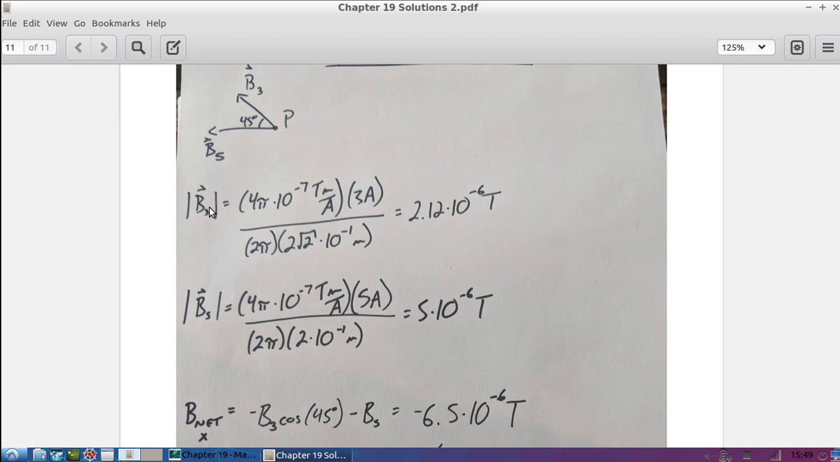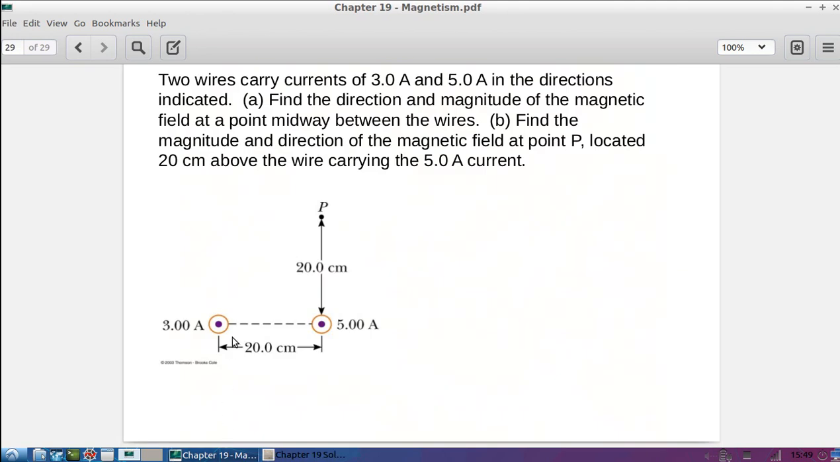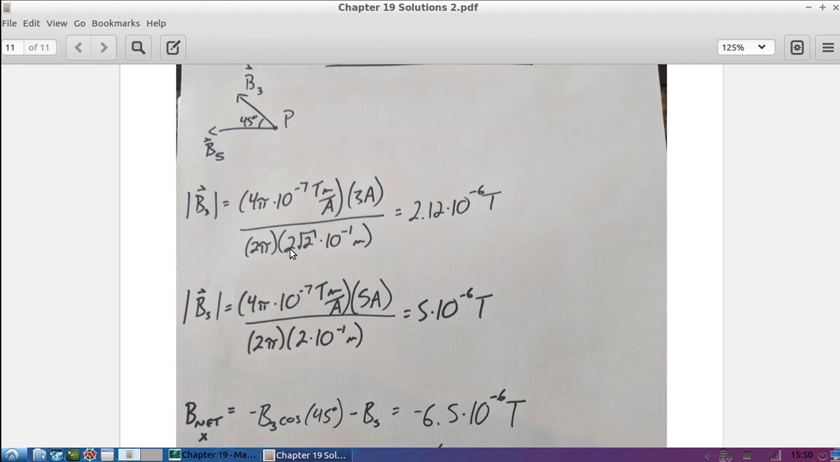The magnitude of B3: mu naught, I've got a different current now, divided by 2 pi times that distance. Again, we're dealing with another nice 45, 45, 90. So 20 centimeters, do the Pythagorean theorem, or it's a right isosceles, so it's x root 2. So it's 20 times root 2 centimeters is the distance between the 3 amp current carrying wire and point P. So I'm using 20 root 2 centimeters right here. And I get a magnitude of 2.12 times 10 to the negative 6 Tesla.